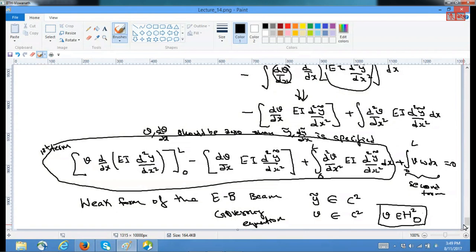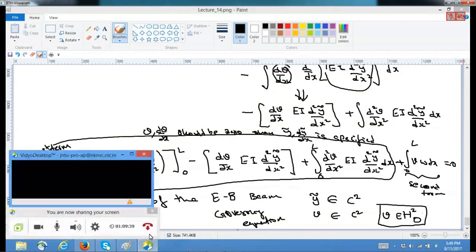We also saw the special requirements on this beam structure, on this weak form, so that we can proceed further. At this point it is better to take a break and continue in the next lecture. At this point I would stop and check if you have any questions.